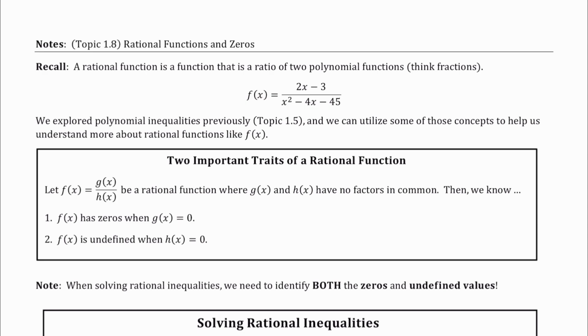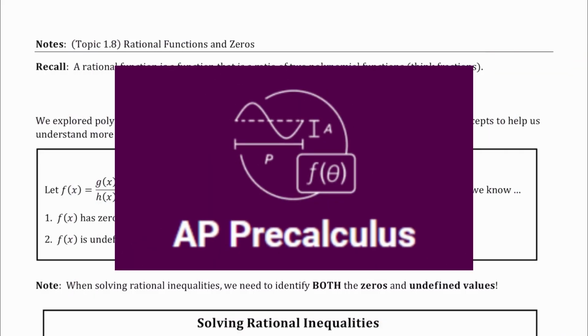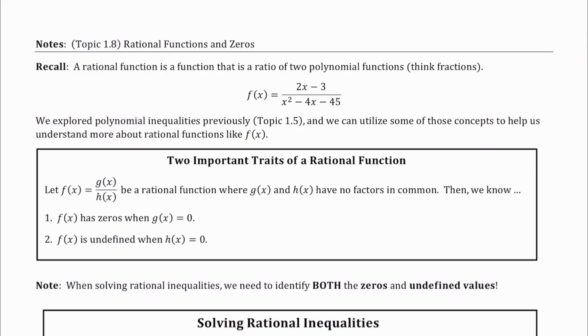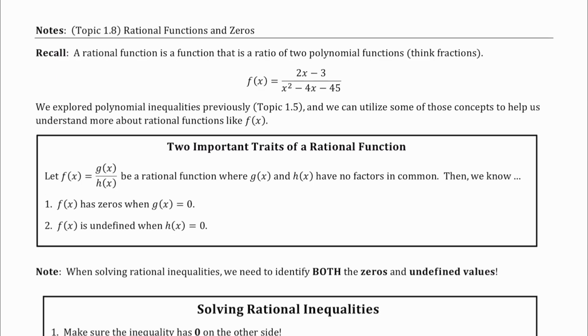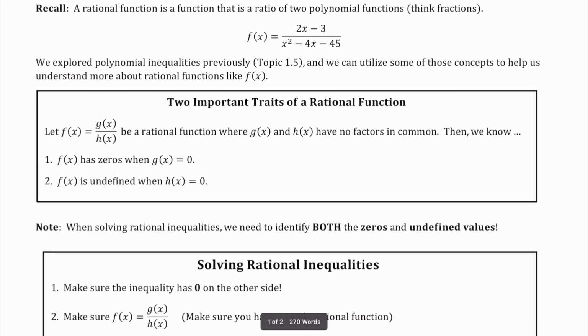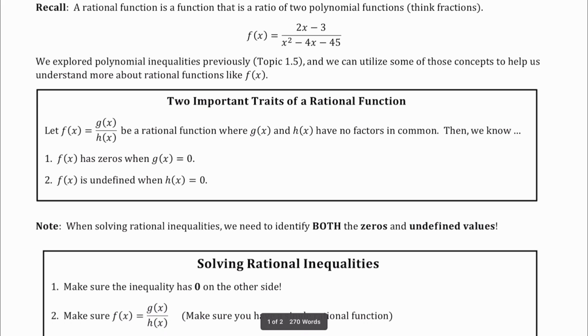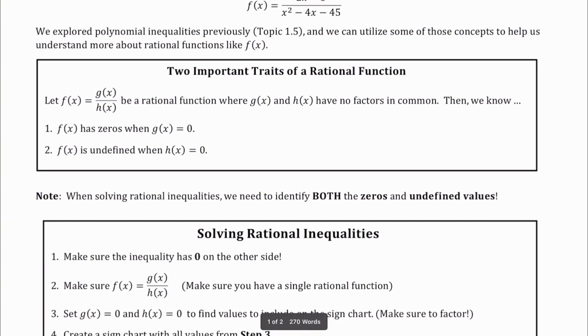In this video, we'll be doing topic 1.8 of AP Pre-Calculus. So let's get started. This topic goes over rational functions and zeros. From topic 1.7, we know that a rational function is basically two polynomial functions in a fraction.